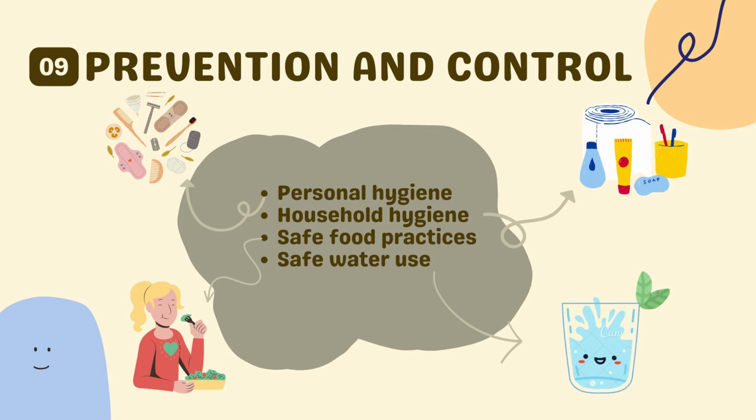And the last one, let's talk about prevention and control. It is practicing personal hygiene, household hygiene, safe food practices, and safe water use. It is crucial for preventing the transmission of Giardia lamblia and other infectious diseases.